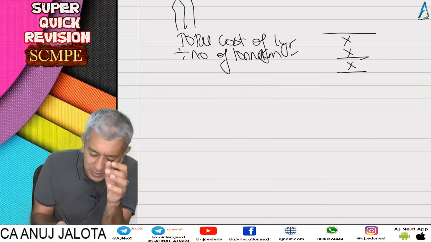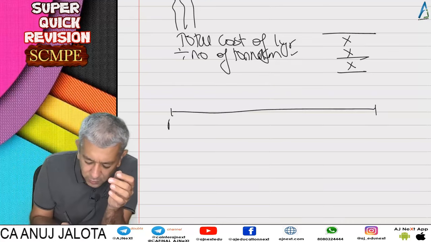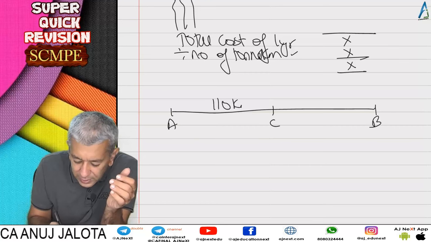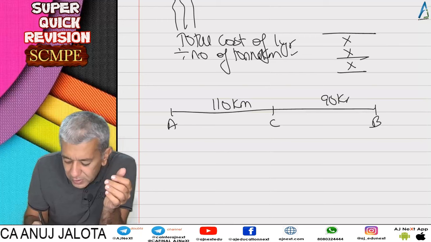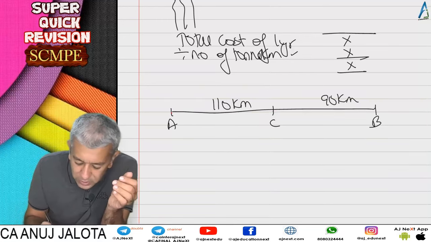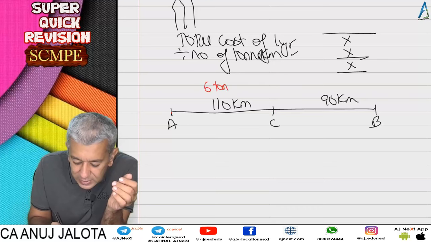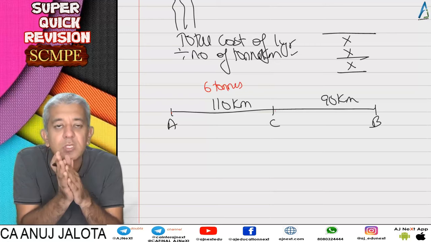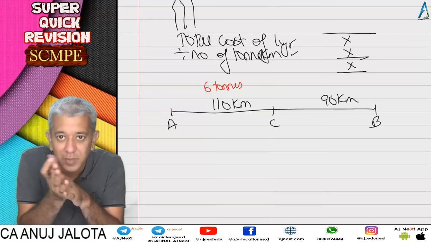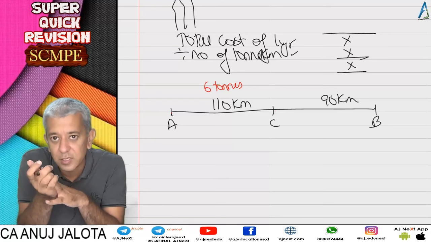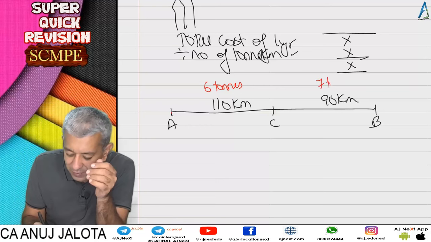To give you a basic example, say that a truck goes from A to B and in the middle C comes. Suppose this distance is 110 kilometers, this is say 90 kilometers. A truck starts from A, goes up till C, carrying 6 tons. At C, it offloads 2 tons out of 6 tons, but then takes 3 tons more. So 2 tons it dropped, 3 tons it took. So further it will be carrying 7 tons.